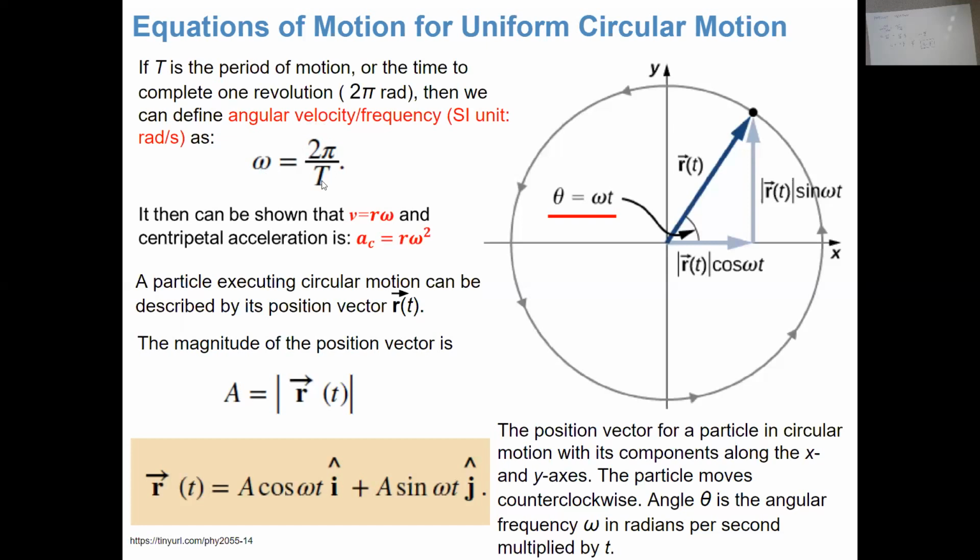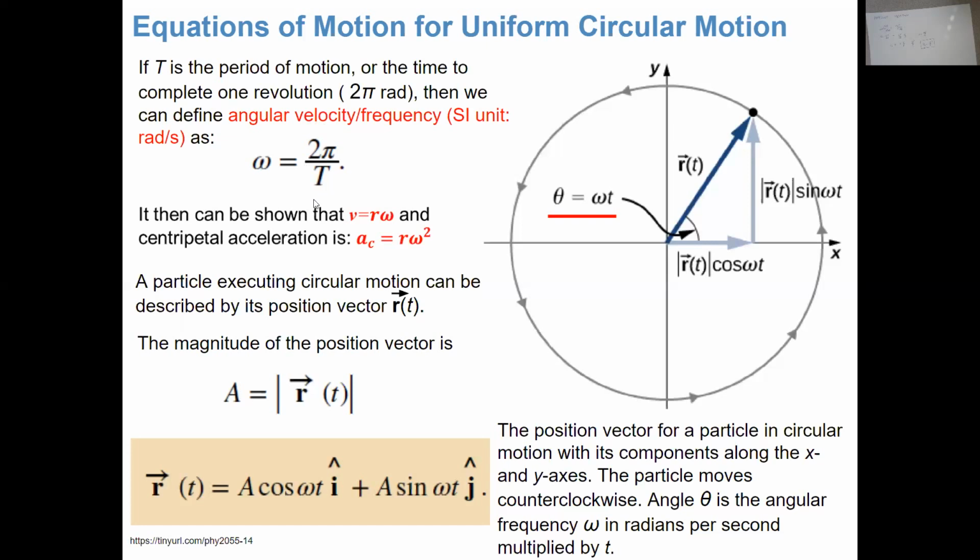Typically when we talk about angular speed or angular velocity, we take counterclockwise as the positive direction, right? And clockwise to be the negative direction, okay? Just keep that in mind. It could be arbitrary, but the conventional way is to take counterclockwise to be the positive direction.